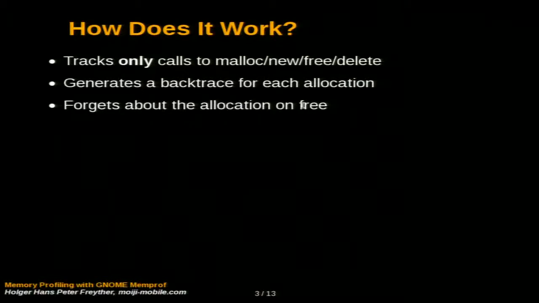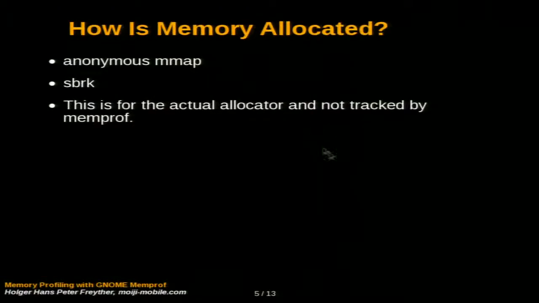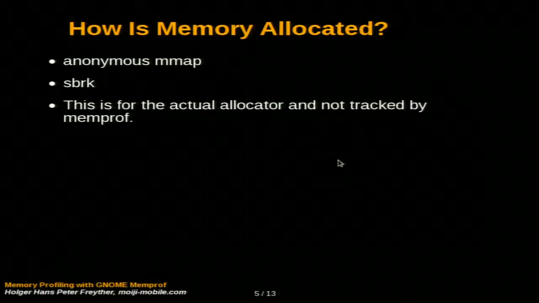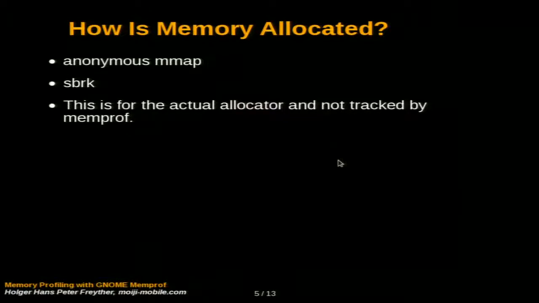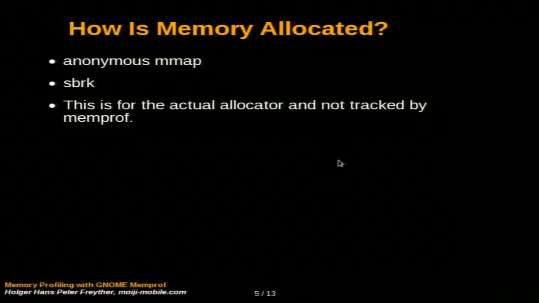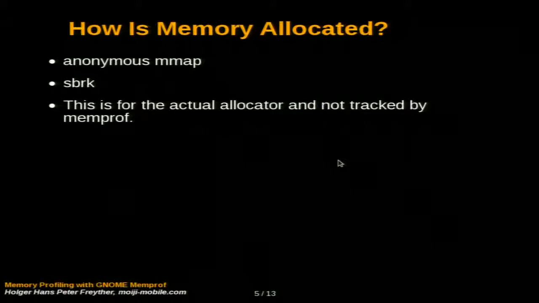So the biggest limitation with this approach is that an allocator actually works by allocating memory from the kernel, which is either using mmap to allocate an anonymous non-shared piece of memory, or the sbrk call, but this is not intercepted by memprof. So if you use a custom allocator in your application and it doesn't have external linkage and all calls go directly to this custom allocator, you're not going to see the allocations in memprof.